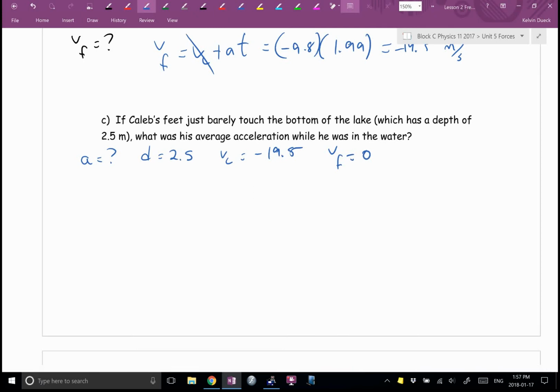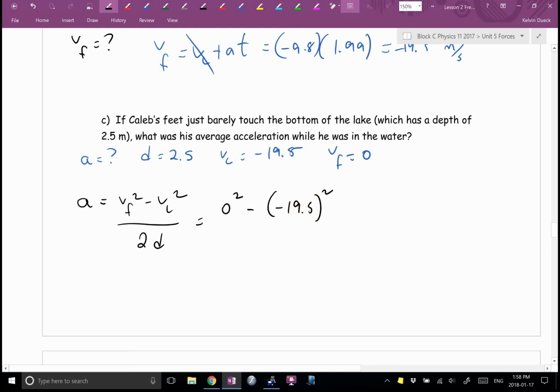Looking for an equation. It's got an A, a D, a VI, and a VF in it. There is one. Can you get the A by itself for me? Because I'm lazy. I'll give you a hint. A equals. Nice. So it's going to be 0 squared minus, and then negative 19.5 squared in brackets, all over 2 times 2.5.